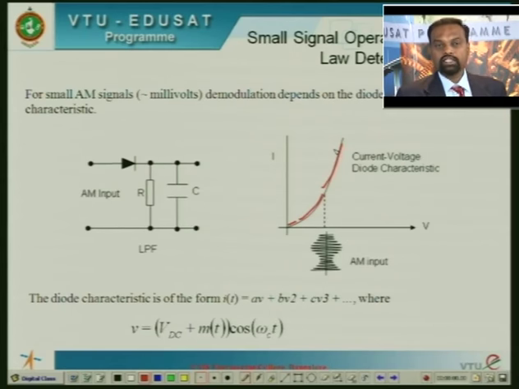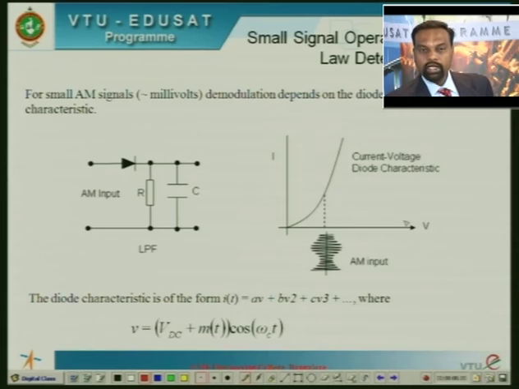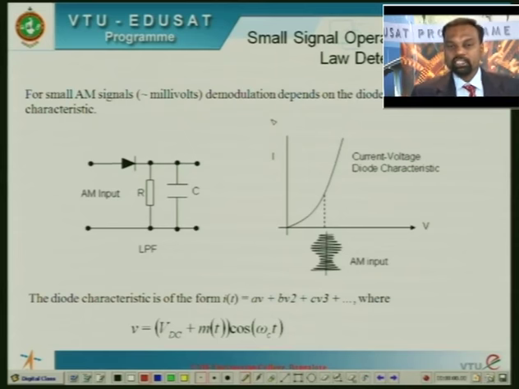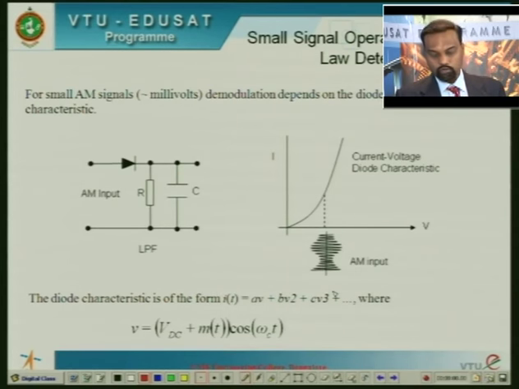According to the non-linear property of a diode, if the voltage increases and this voltage changes the current across the diode, the relationship between the voltage and current is found to be i(t) = AV + BV² + CV³. So this property is called the square law property of a diode.